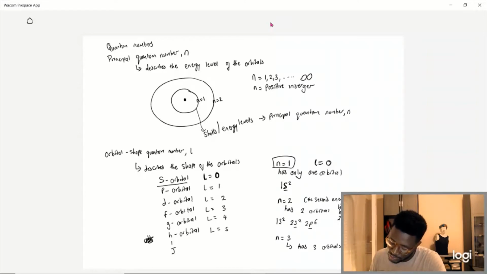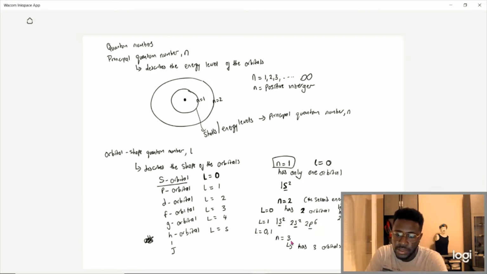But when n is equal to 2, the second energy level, it has 2 orbitals. So you have 2 values of L. You have L equal to 0 because you have this s orbital, and then you have L equal to 1 because you have this p orbital. So for the second energy level, you have 2 values of L, 0 and 1. So you say L is equal to 0 or 1.